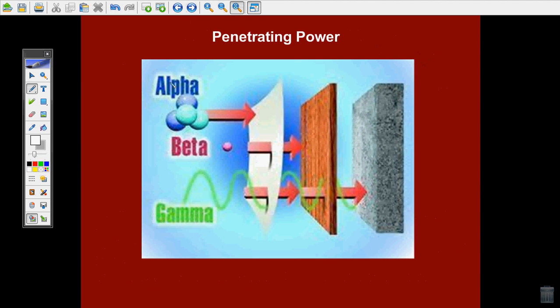Penetrating power. Okay, so alpha, beta, and gamma radiation have different penetrating powers, and alpha particles can be stopped by just a thin sheet of paper. Beta particles can be stopped by a thin piece of wood, but gamma radiation has such high energy, you can only stop it with a sheet of lead. And that's why when y'all get x-rays, they cover you with that little lead apron to protect your other body parts from getting zapped with radiation.